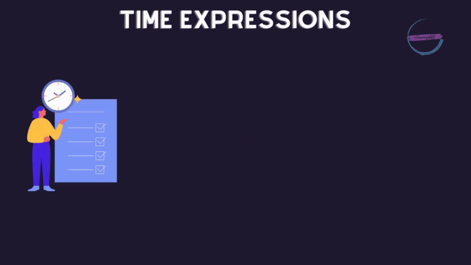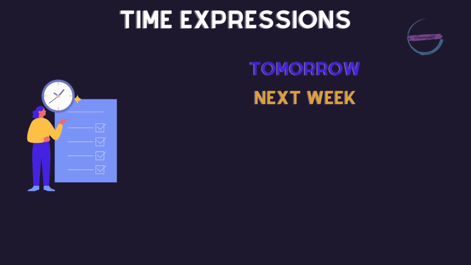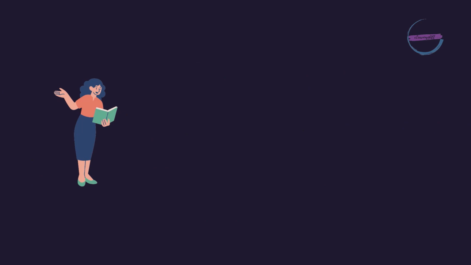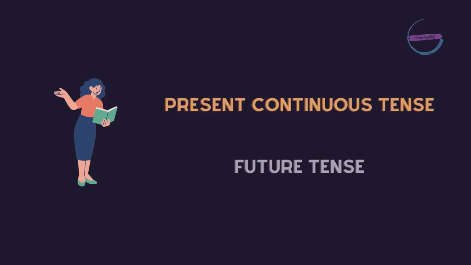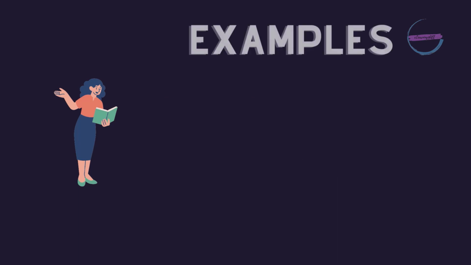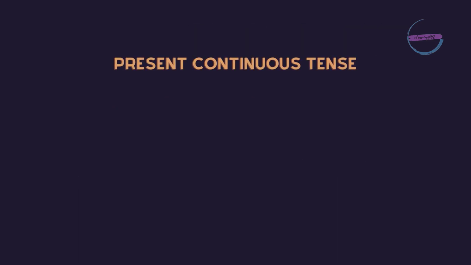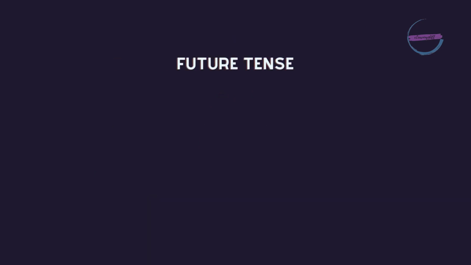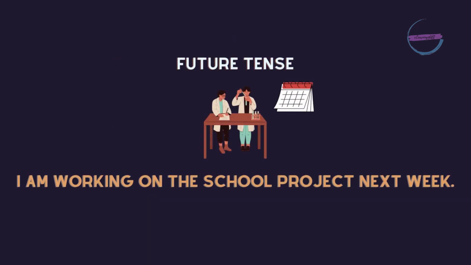Time expressions are crucial in the future tense. They help specify when an action will occur. Here are some common time expressions. Tomorrow, next week, in 2 days, on Saturday, in the future, soon. Keep in mind that time expressions also help you differentiate a sentence in present continuous tense from a sentence in future tense. For example, present continuous tense, I am working on the school project now. Future tense, I am working on the school project next week.